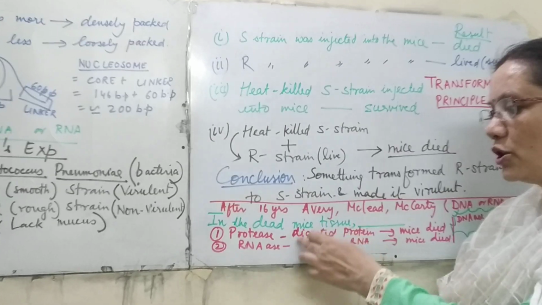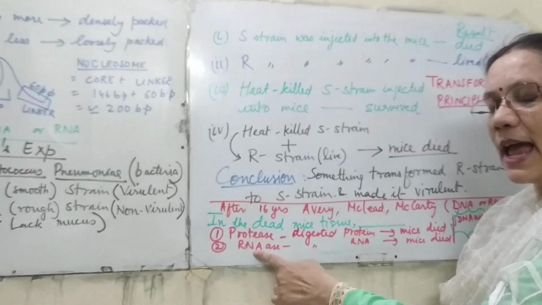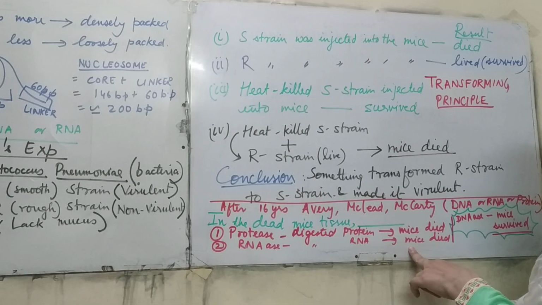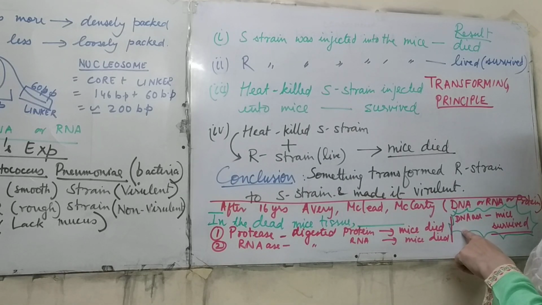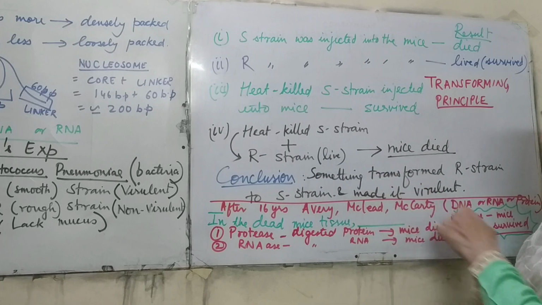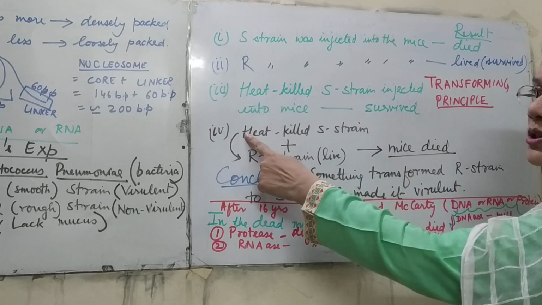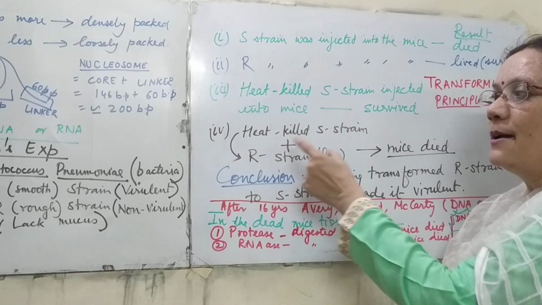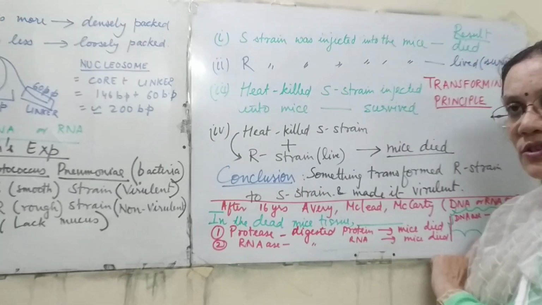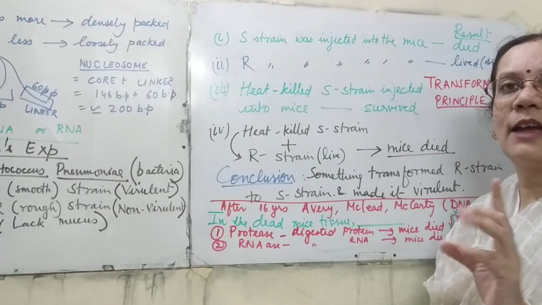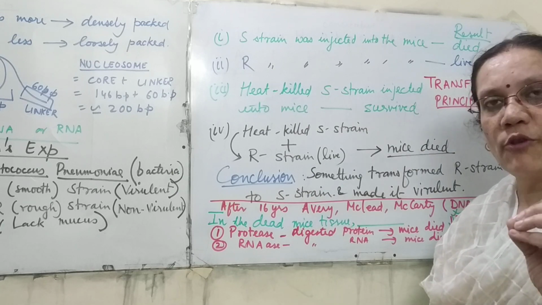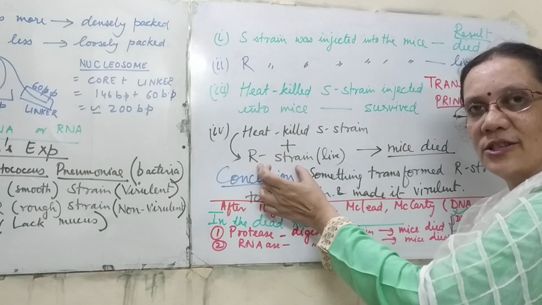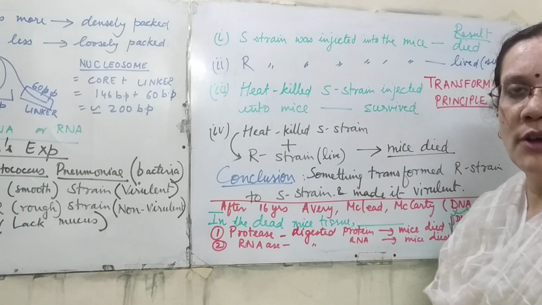In the absence of protein, the mice survived. In absence of RNA, the mice died. Whereas in absence of DNA, the mice survived. So DNA was the one which had actually changed the rough strain into a virulent form. So DNA was responsible, mind it carefully, for the formation of the polysaccharide coat and converting the R strain into a smooth virulent form.